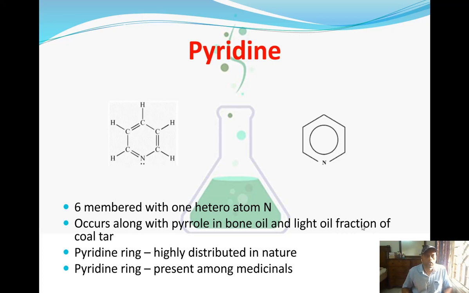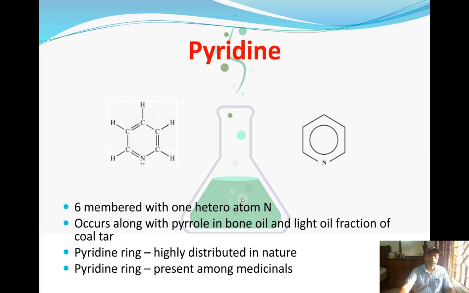So as you can see on the screen, pyridine is a six-membered heterocyclic compound with one heteroatom, that is nitrogen. So far we studied five-membered heterocyclic compounds with one or two heteroatoms. So today we are going one step ahead and studying about a six-membered heterocyclic compound. Here it is pyridine with one heteroatom, that is nitrogen.